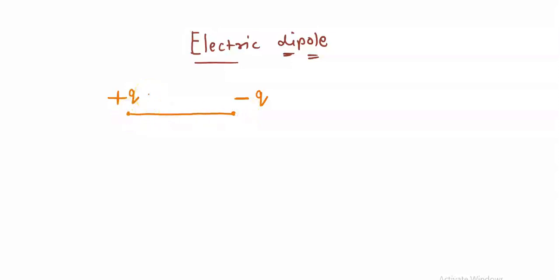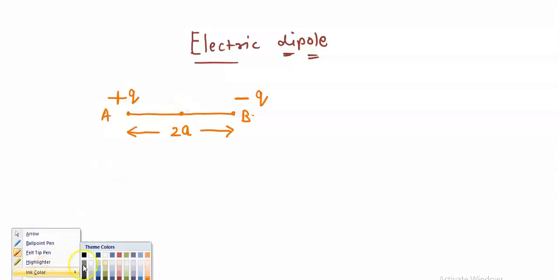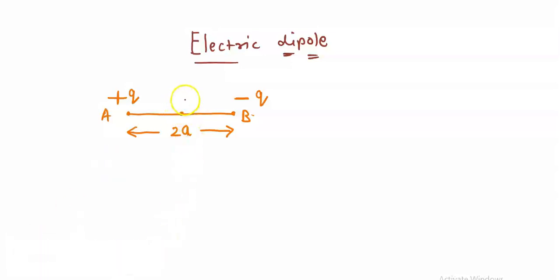Okay, they are kept at a small distance. Suppose that distance is 2a. You might say that if it is a small distance, why are we taking it 2a? I will answer that because in future when we do some calculations, this 2a will be of great use, and that's why we are doing it. And then here will be the midpoint of this setup, and this is called the center of the dipole.